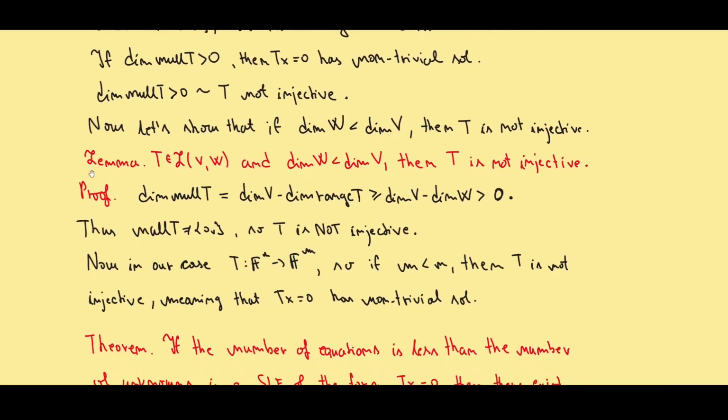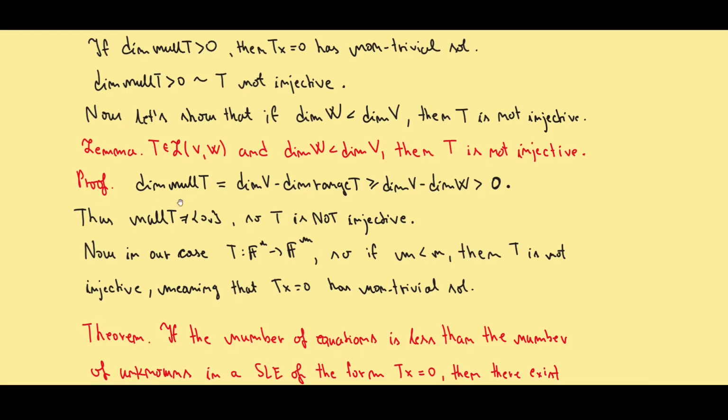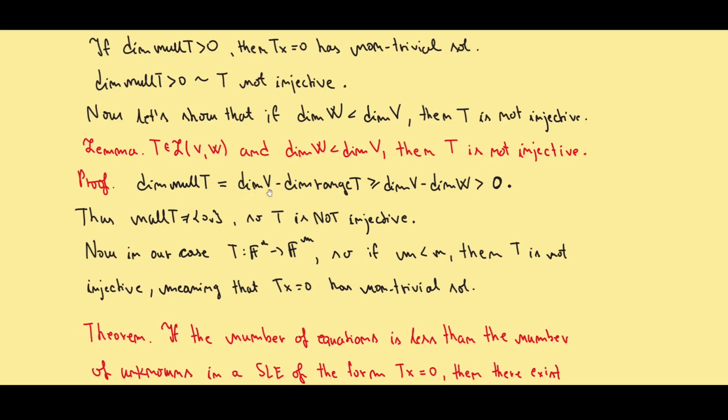Well, let's show that formally. So if T is a linear transformation from V to W, and the dimension of W is less than the dimension of V, then T is not injective. So using the rank nullity theorem, we can write this. We know that the dimension of null T is equal to the dimension of the starting space minus the dimension of range T. Well, this is bigger or equal to the dimension of V minus the dimension of W.